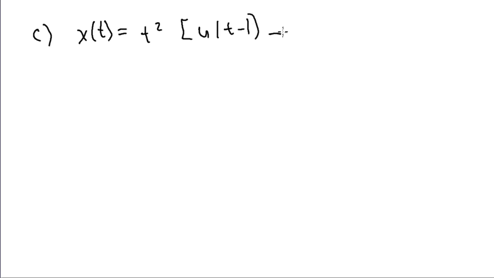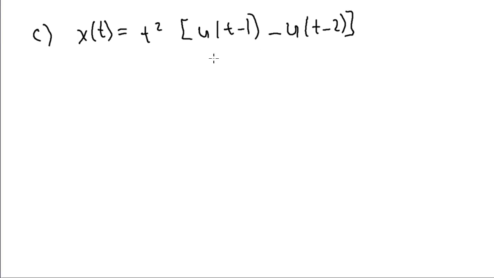Part C asks us to sketch t squared times u of t minus 1 minus u of t minus 2. We run into this difference of unit steps quite often, and so you'll want to start to recognize that as being a pulse, a rectangular shaped pulse.